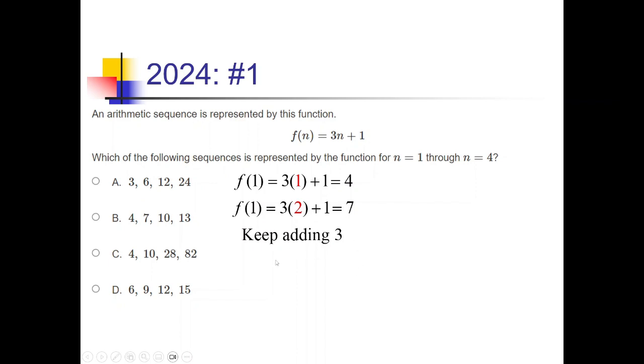So if I keep adding 3, we started with 4. 4 plus 3 is 7. 7 plus 3 is now 10, which I could have gotten by doing 3 times 3 plus 1. 10 plus 3 gives us 13, and we could keep going as long as we wanted to, but the answer choices only have 4 numbers in them, and it's looking like choice B has the numbers that we just described here.